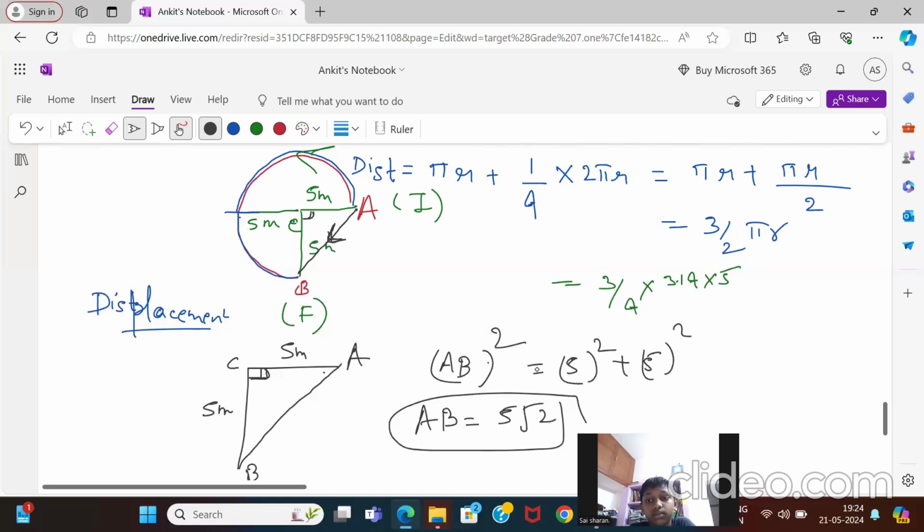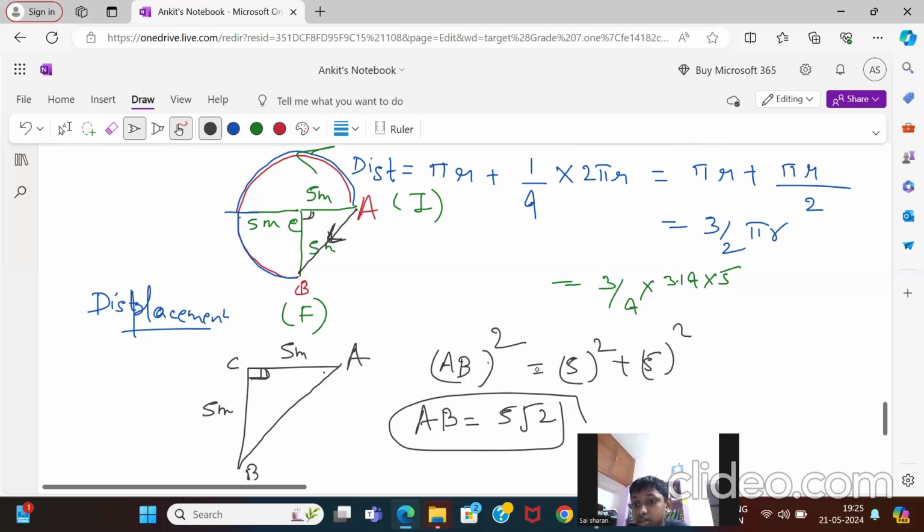Clear? And what is displacement? Displacement is the shortest distance between initial and final position. Then first of all, check where is my initial position, where is my final position. Then next step, join the initial and final position by a straight line. Next, what is the direction of displacement? Direction of displacement is from initial to final position. Always draw the arrowhead from initial to final. Why? What is the need of this arrowhead? Why am I talking about the direction? Because displacement is a vector quantity.